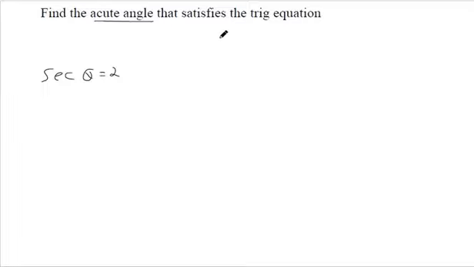They want us to find an acute angle, which means it's something between 0 degrees and 90 degrees. So I'll just draw some random angle like this that satisfies this trig equation. Whenever we're trying to do trig based on an angle, you draw the angle roughly where it's supposed to go.